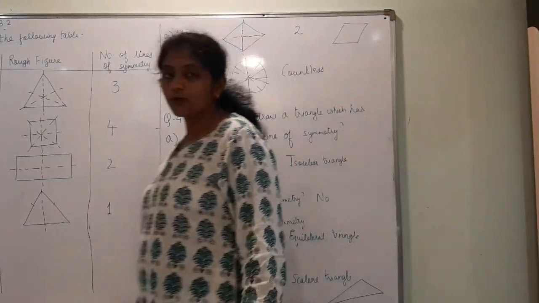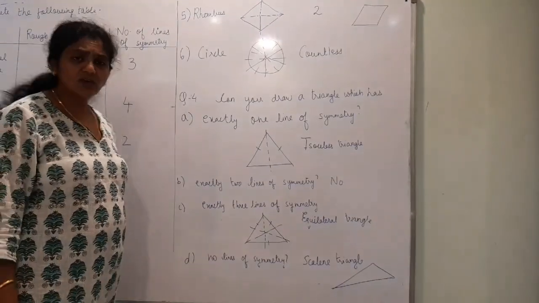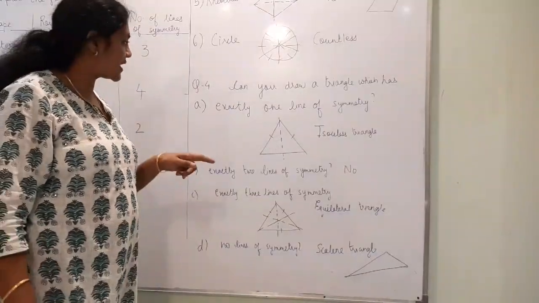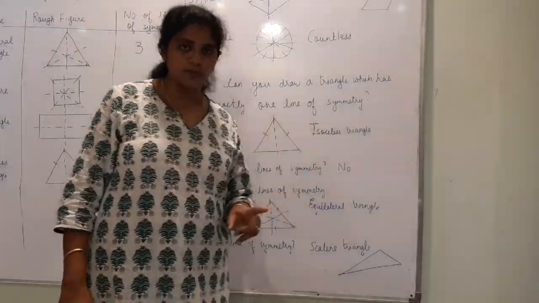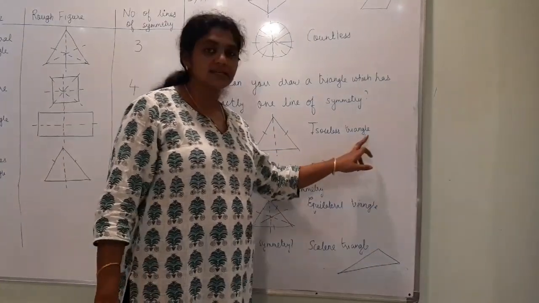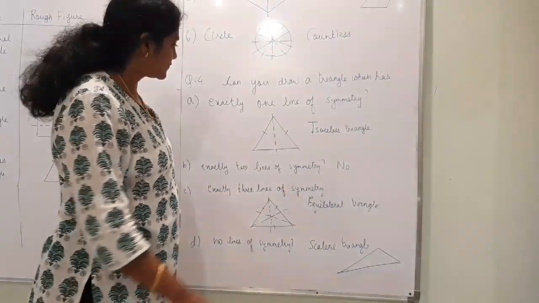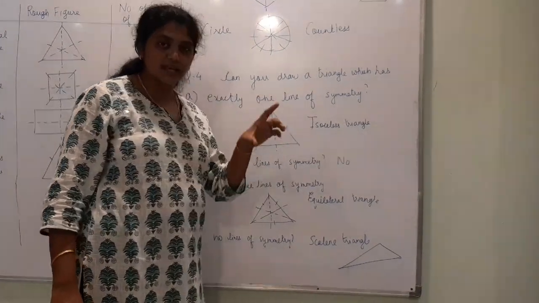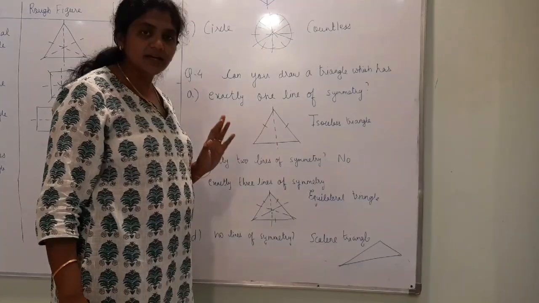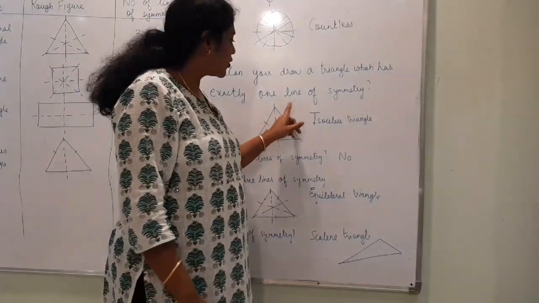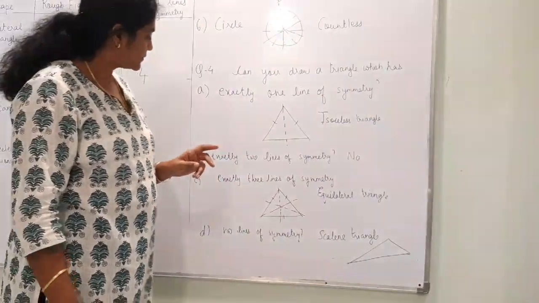Now question 4. This question I think you have done in class 5 also. Can you draw a triangle which has exactly one line of symmetry? Exactly one line of symmetry, that is an isosceles triangle. If you draw, isosceles means 2 sides are equal. If you draw one center line and fold it, it will coincide. So there will be only one line of symmetry.